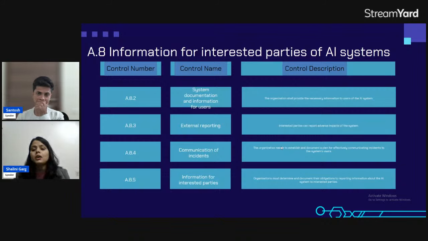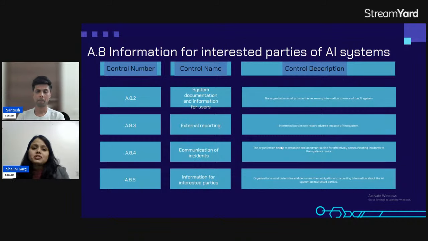Now we are moving on to external reporting. As we keep a vigilant eye on the system for any reported issue or failure, let's also ensure an open channel for it. Users and external parties should feel empowered to report any adverse impact, be it concerns about fairness or any other matter. This fosters a very collaborative and responsive environment within the organization.